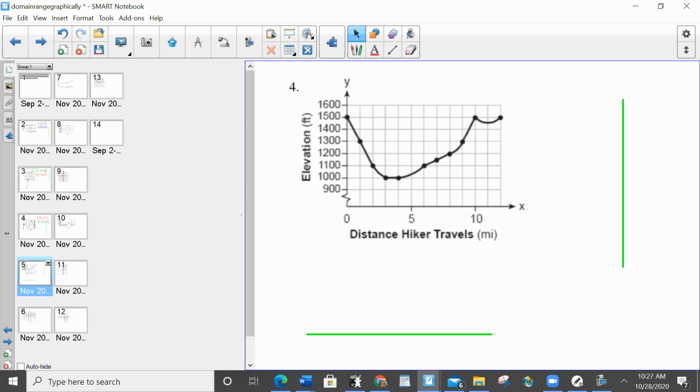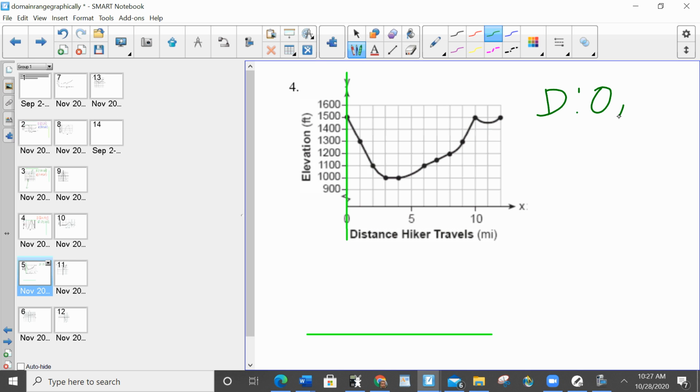And let's go over it. Domain is all possible x values. I'm going to hold my pen vertically and travel from left to right. My x values start at 0. They end at 12. 0 and 12 are included.